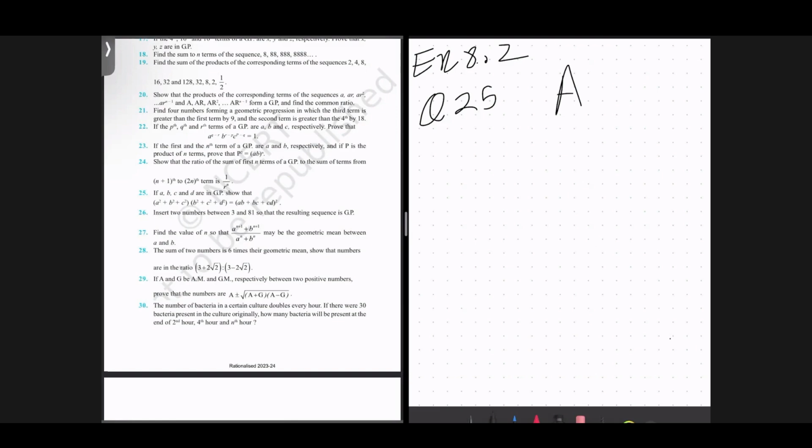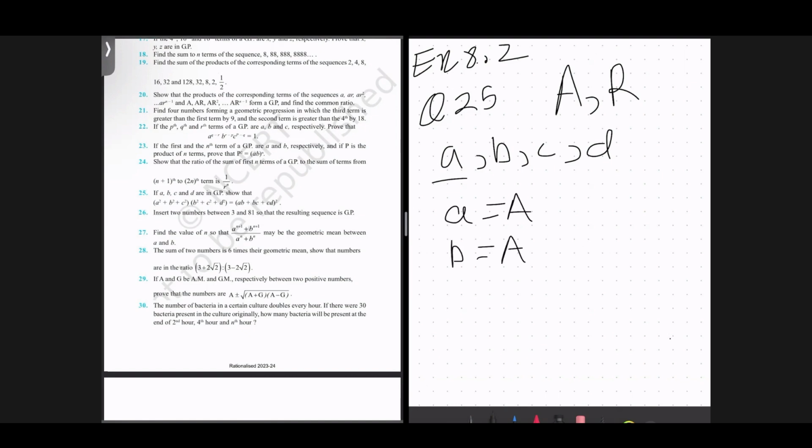Let's assume the GP to have the first term as capital A and the common ratio as capital R. So we have A, B, C, and D, which are said to be in this GP. Let's assume A to denote the first term of the GP. So A is equal to A, B denotes the second term, so B would be AR, C would be AR square. Subsequently, D would be AR cube.